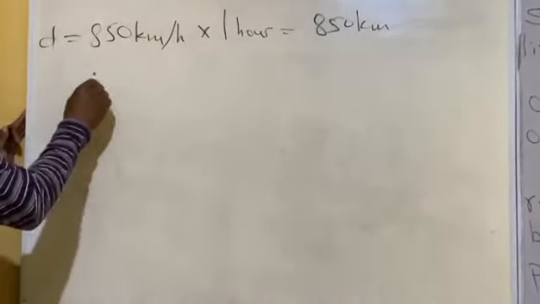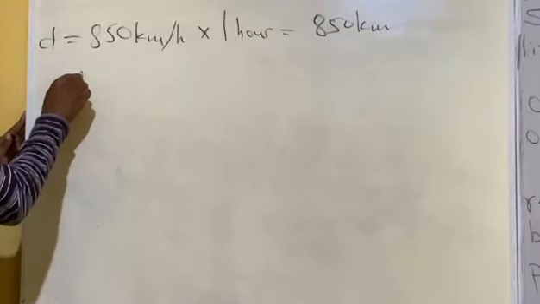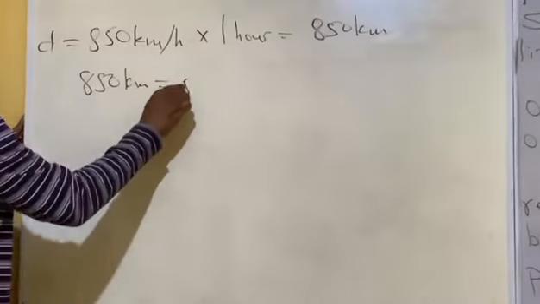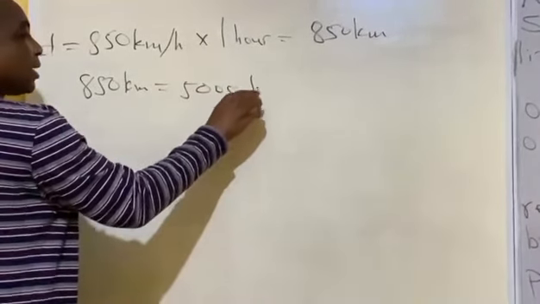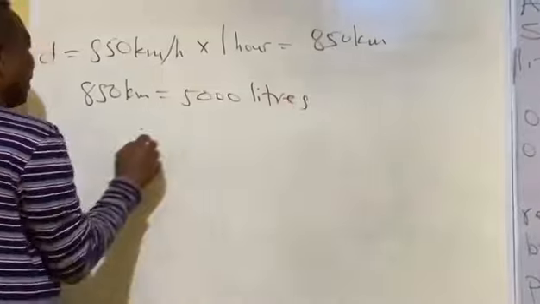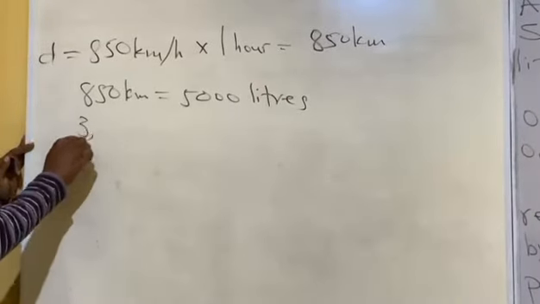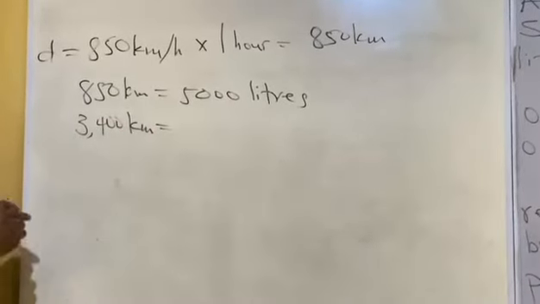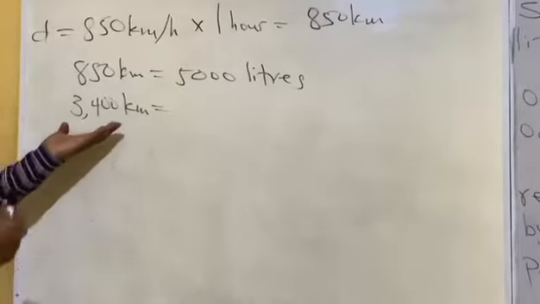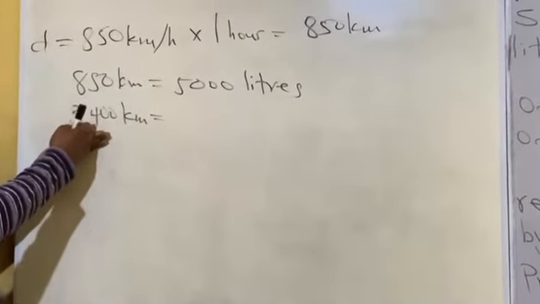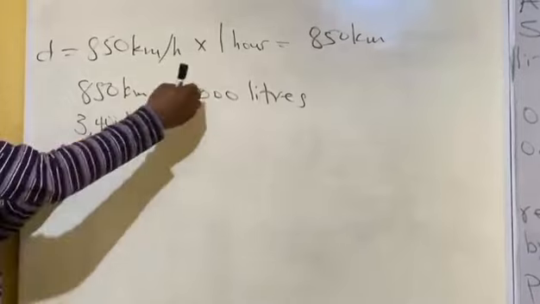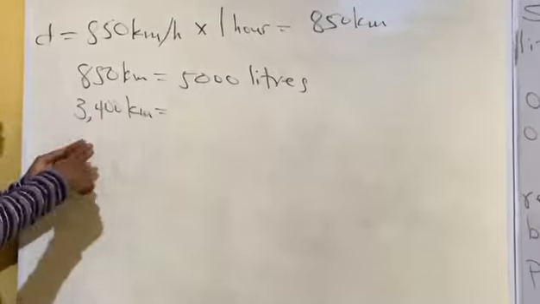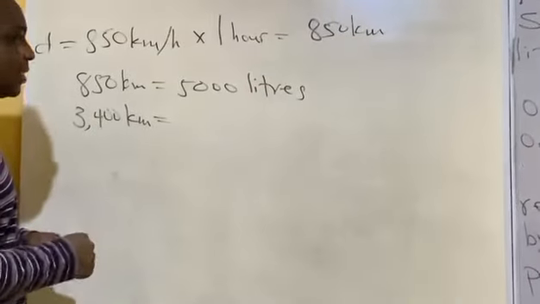Now we can compare the distances and relate to the amount of fuel consumed. So here we are told from the question that 850 kilometers is equal to 5,000 liters. Therefore, 3,400 kilometers will be equal to how much fuel consumed. So it is obvious from here that the amount of fuel will be more than 5,000. So if more, then let's divide.